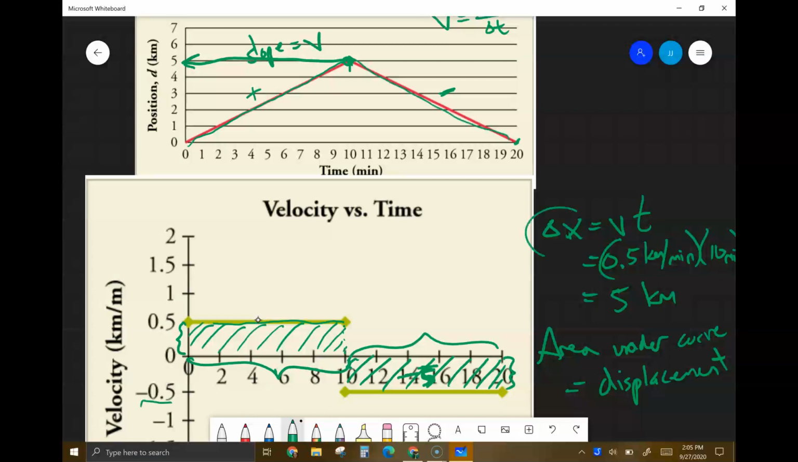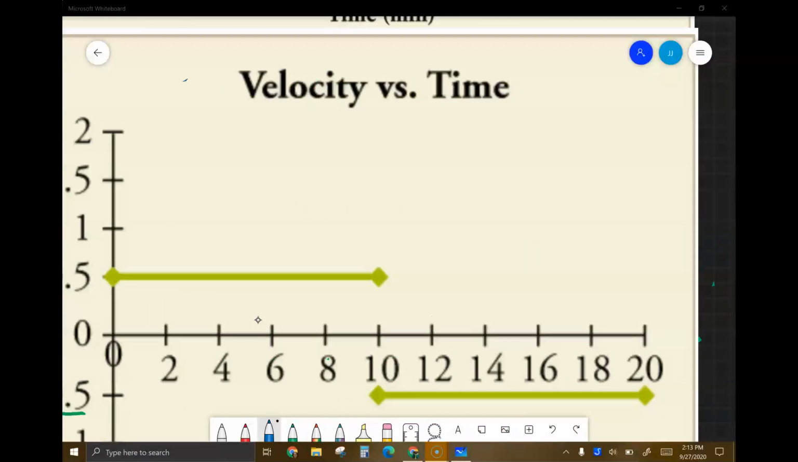Remember, this is finding displacement, not total distance, but displacement. When you look at displacement, it's only final position minus initial position. If you're in the same position, no distance. No displacement, I should say. No displacement.